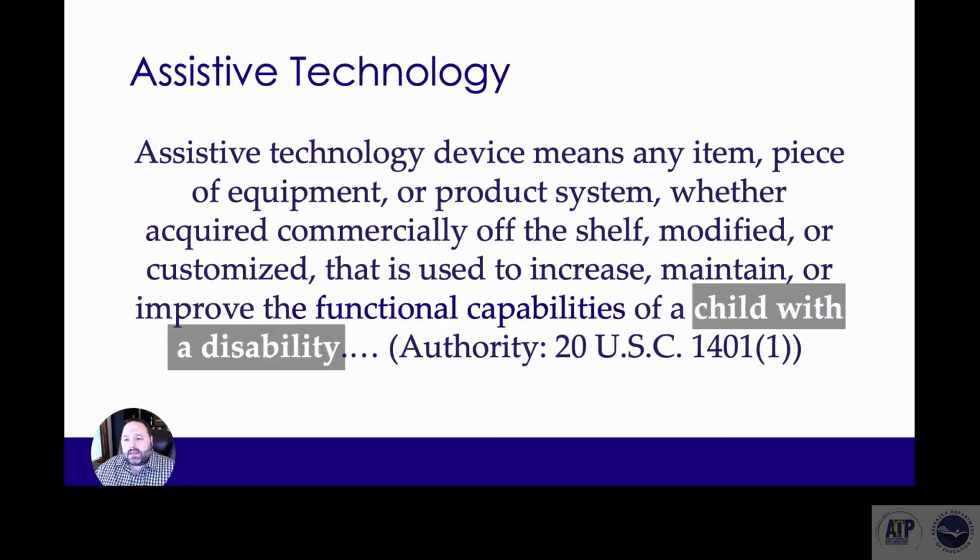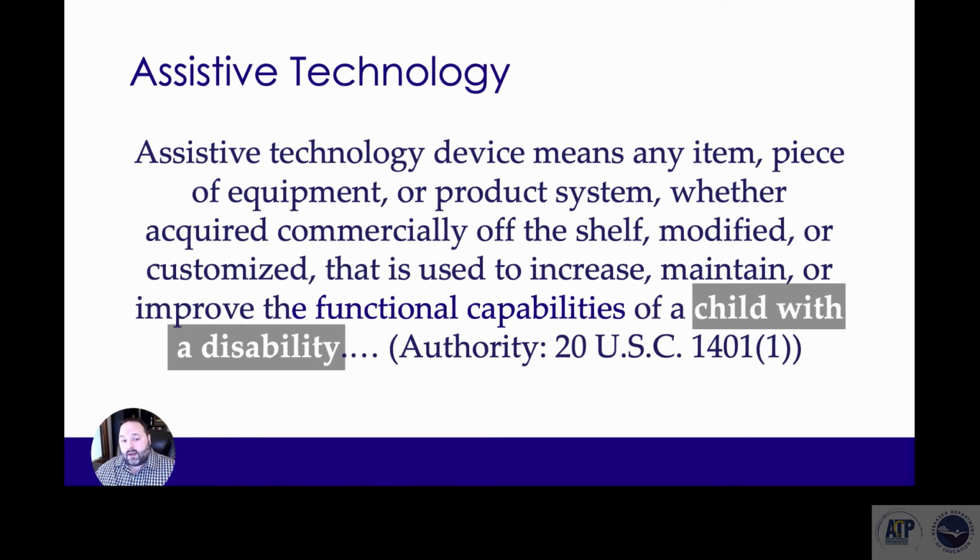The final piece, and this is within the context of law, assistive technology needs to be used by a child with a disability. Now, it doesn't say that only children with certain disabilities need assistive technology. It says a child with a disability. The identification of a disability, and therefore the identification in this context of needing special education services, is really where there's that line of demarcation between what is and isn't assistive technology.